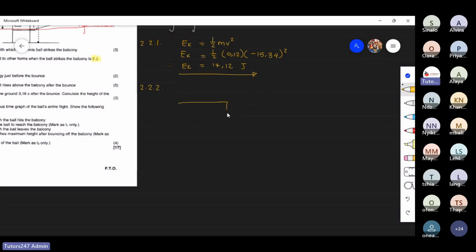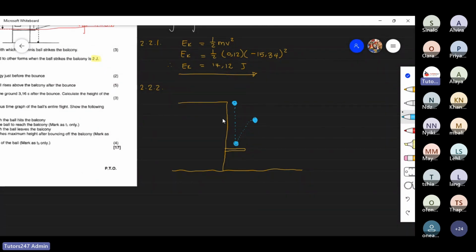So this object was dropped. There's our balcony. It was dropped. Hits the balcony. And then rebounds after losing 2 joules of energy. So I'm going to stop my sketch over there because that is the point that we need to calculate.